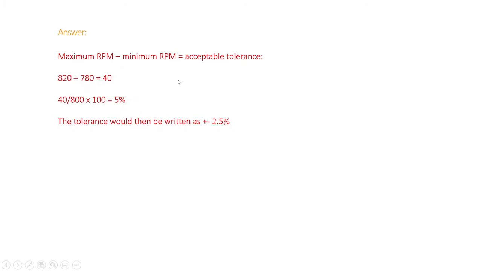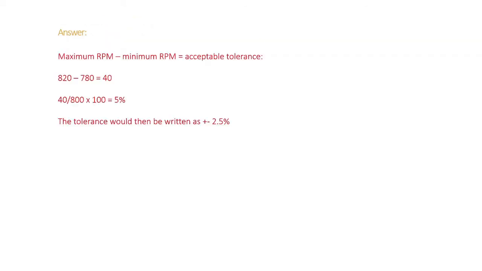It gives you 5%. Now, because the percentage is plus and minus, above and below the original desired speed, you do a little plus and minus sign, and then you'd half it, so it'd be plus minus 2.5. So tolerances are really, really simple to work. They do like to throw this in there. Normally, they do it as a multiple choice question, which is even better. But really simple, just figure out what the overall tolerance is, the difference between the highest and the lowest tolerance, divide it by the original ideal speed, multiply by 100 to figure the percentage, and then half it above and below.